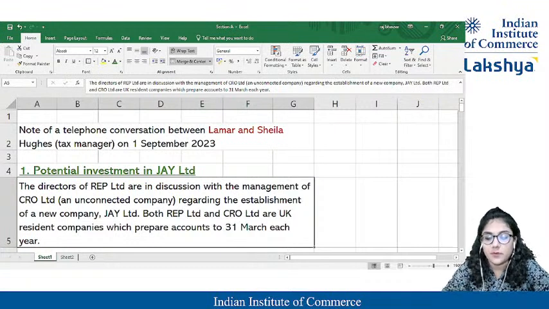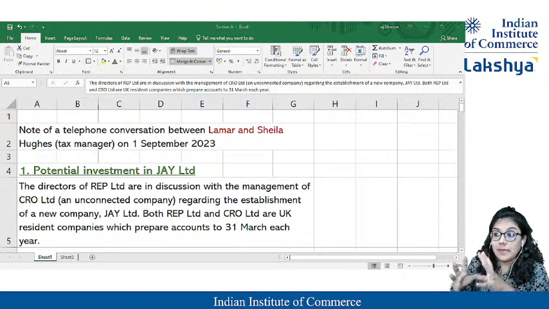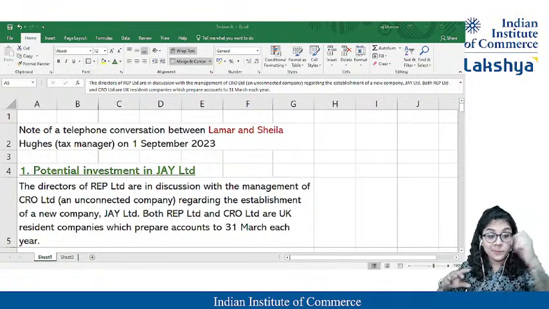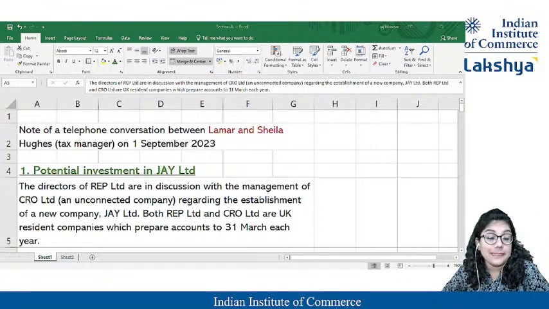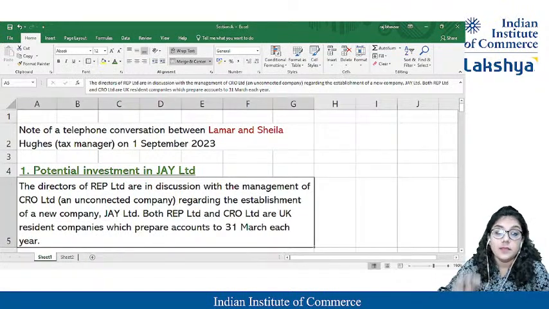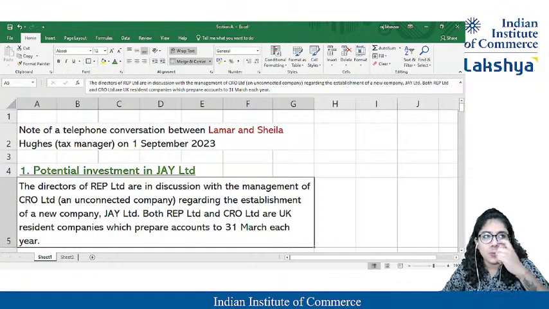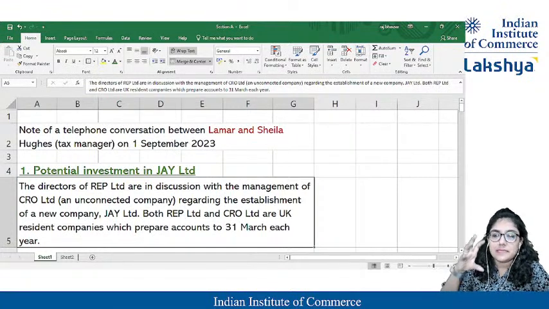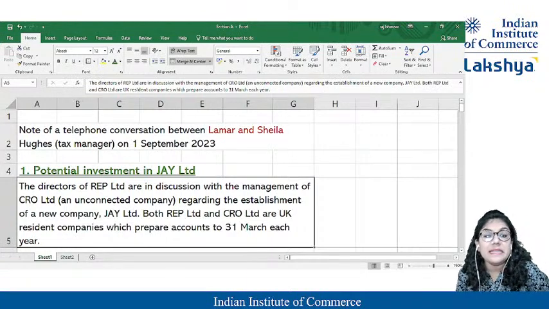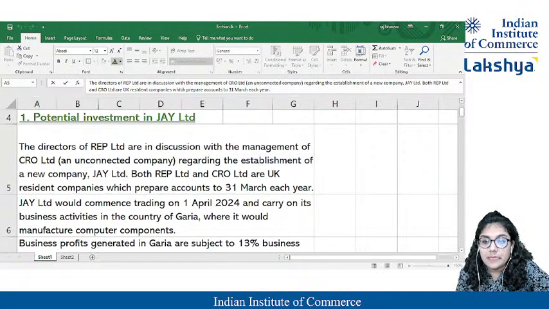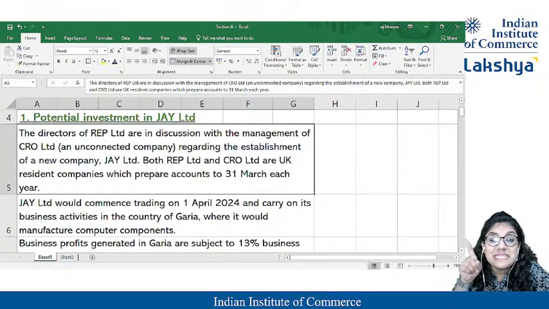So the directors of REP. First of all, who is the director of REP? Students, I am a person who is going to work. Sheila is my manager. Lemon is the main shareholder and the director of REP also. The directors of REP Limited are in a discussion with the management of CRO. So the storyline goes here. The REP Limited's director wants to talk with CRO Limited regarding the establishment of a new company, Joy Limited. So with whom are they going to talk? They are in conversation with some CRO company.